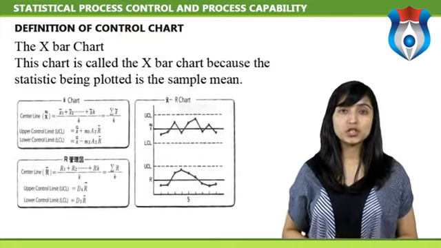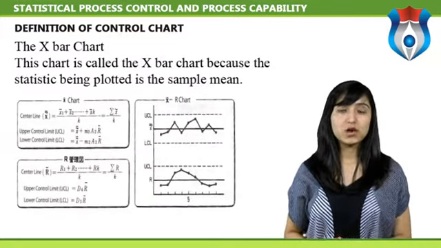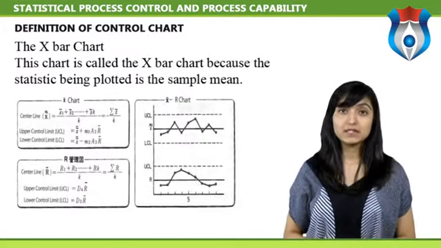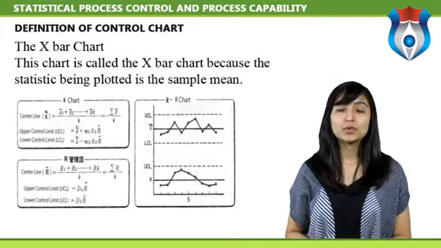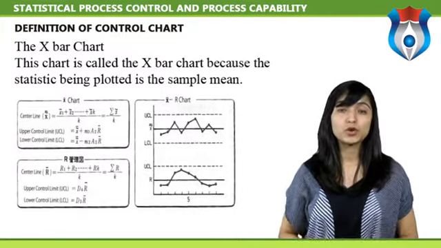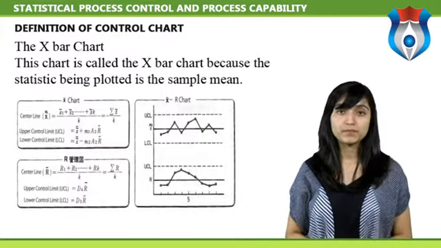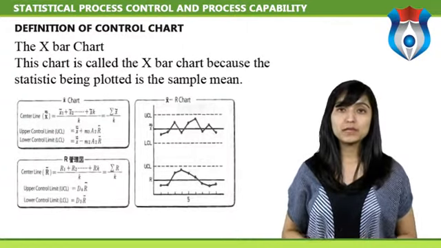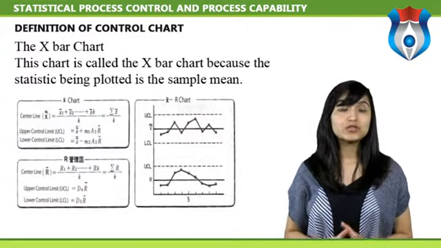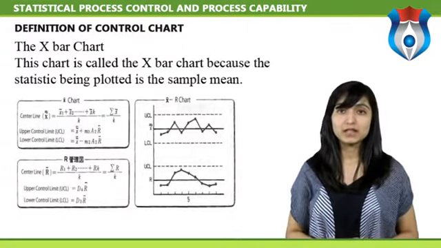The X bar chart. This chart is called the X bar chart because the statistic being plotted is the sample mean. The reason for taking a sample is because we are not always sure of the process distribution. By using the sample mean, we can invoke the central limit theorem to assume normality.